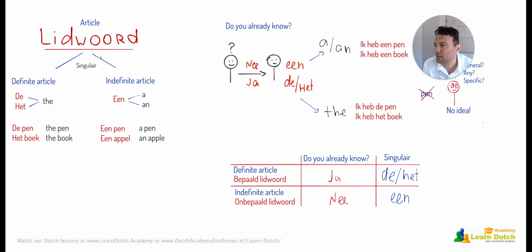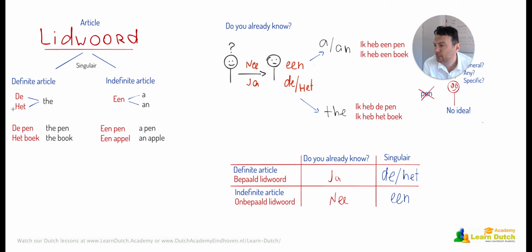So let's summarize. We know that an article is married to a noun. We use them together. They belong to each other. Article we call in Dutch een lidwoord. Lidwoord could be definite or indefinite. Definite means that we both know what we're talking about or who we're talking about. Indefinite means any, in general, or it doesn't matter.